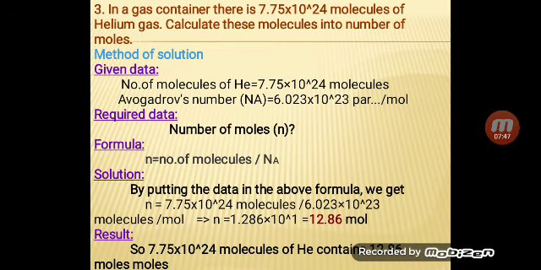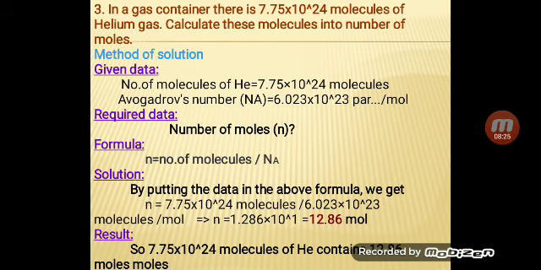The third example is in a gas container there is 7.75 × 10^24 molecules of helium gas. Calculate these molecules into number of moles. Method of solution. Given data, number of molecules of helium is 7.75 × 10^24 molecules. Avogadro number is 6.023 × 10^23 particles per mole, which is a constant number. The required data is number of mole. The formula used for this problem will be number of mole is equal to number of molecules divided by Avogadro number.